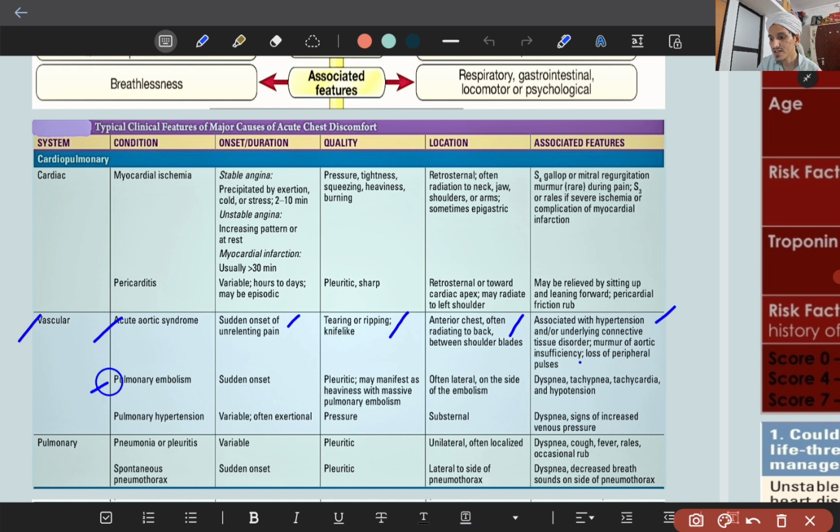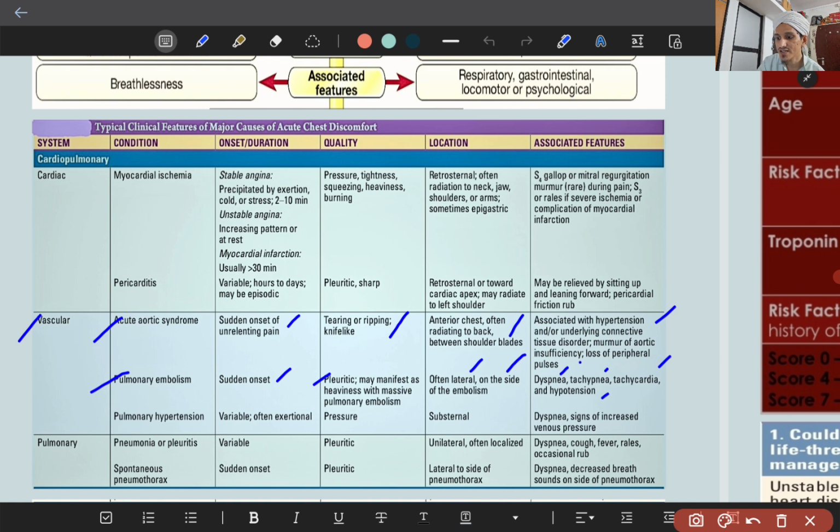Pulmonary embolism: sudden in onset, pleuritic type of pain. It may manifest as heaviness with massive pulmonary embolism. If the embolism is not massive, then it is pleuritic and on the lateral side of the chest, on the side of the embolism. If it is massive, mostly it is central retrosternal pain, and it feels like heavy pain. Associated with dyspnea, tachypnea, tachycardia, and hypotension. Remember that chest X-ray sign: silent chest, raised JVP, but no chest X-ray changes, and there will be hypotension. Breathlessness will be there.